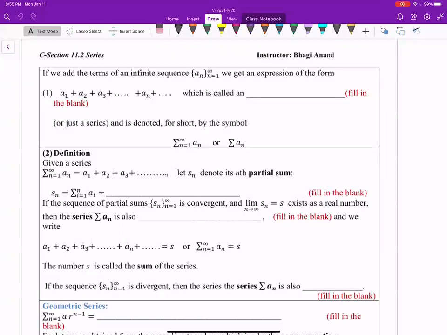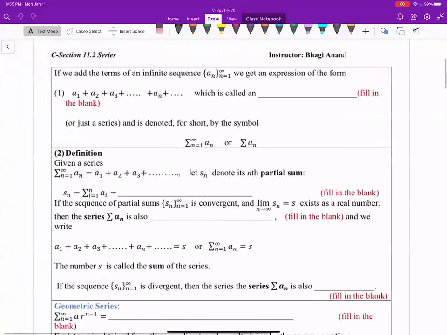Welcome everyone. In this video, I will be covering section 11.2 about series. In the earlier video, you saw 11.1, which was all about sequences. Now from this section onwards, you're going to be seeing only about series. So that brings our attention to what we mean by a series.